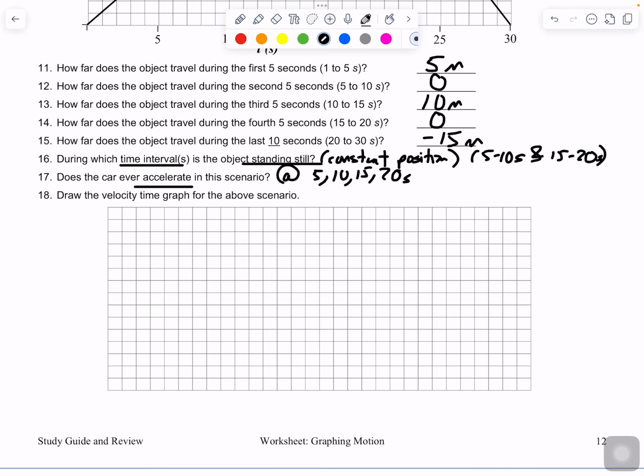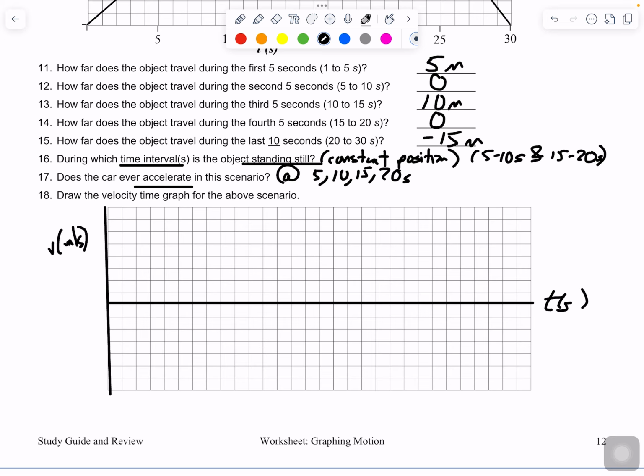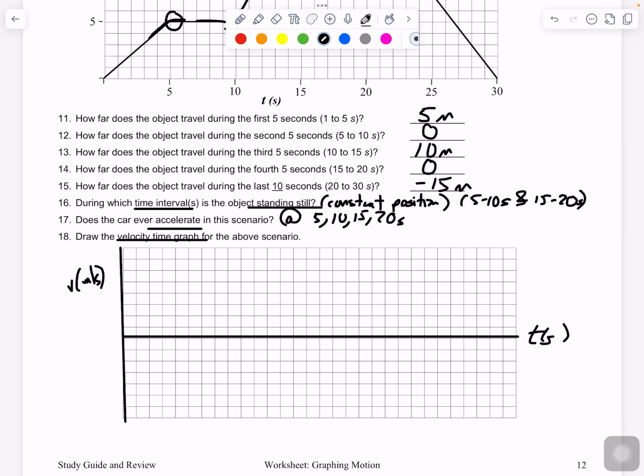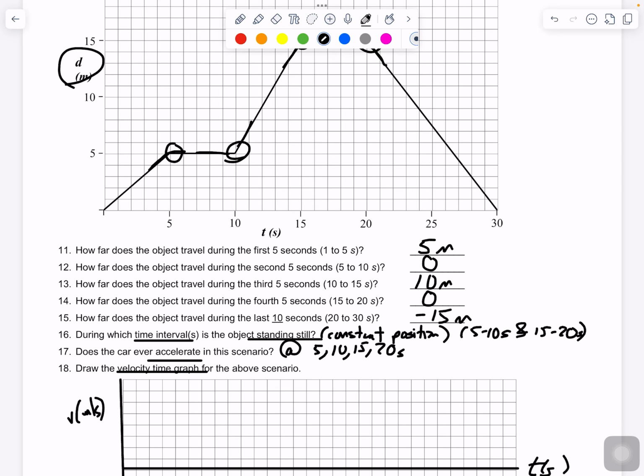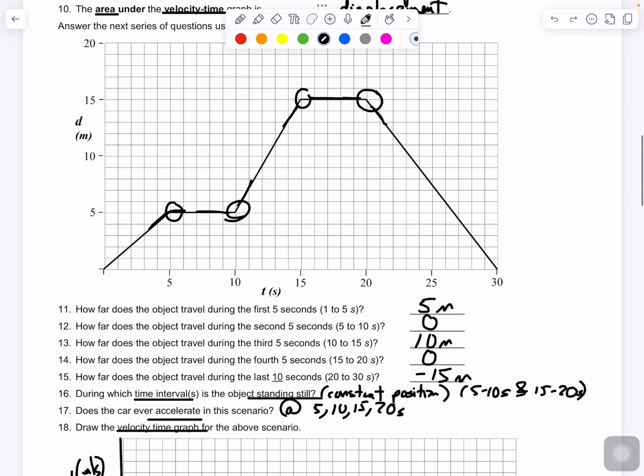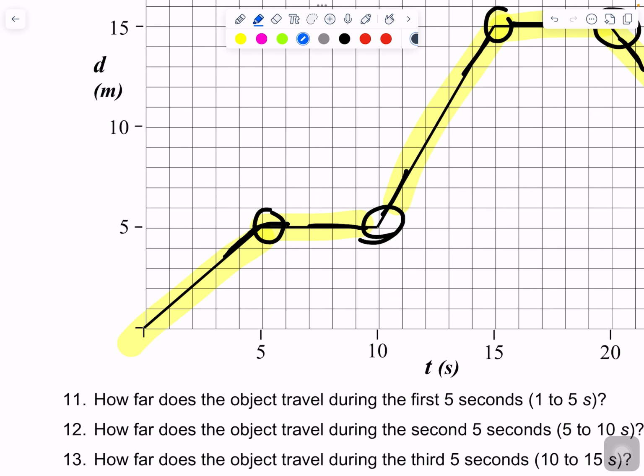Now to create the velocity time graph for this, go ahead and make your axes. And to get the velocity time graph, we're going to get the slope of the displacement time graph here. Now there's how many line segments? 1, 2, 3, 4, 5. So we're going to find 5 different line segments, 5 different slopes. And we'll write the slopes on here. Up 5 over 5, this is a slope and a speed of 1 meters per second.